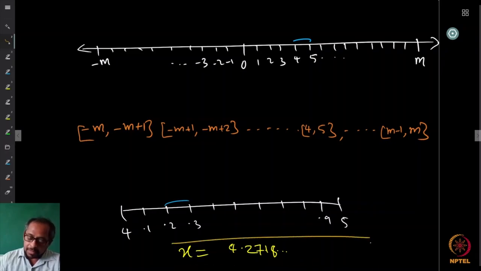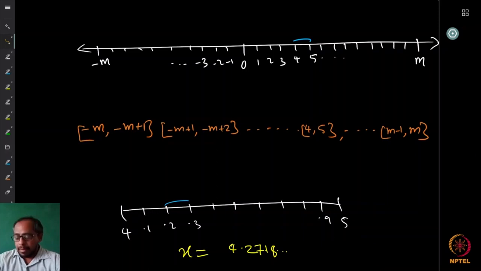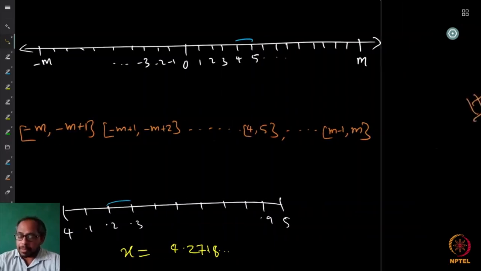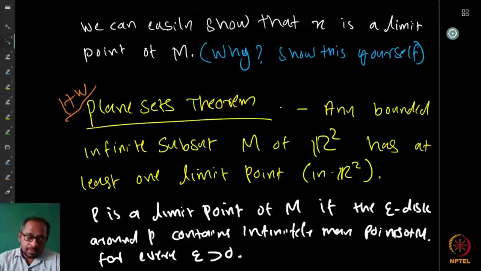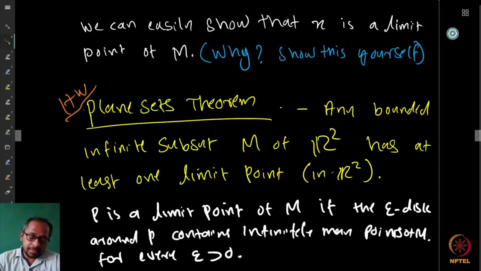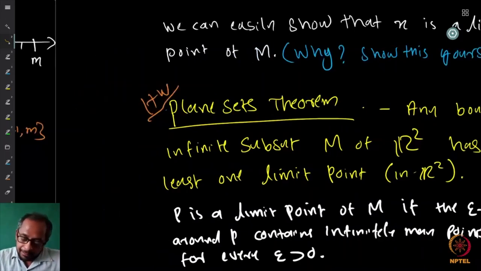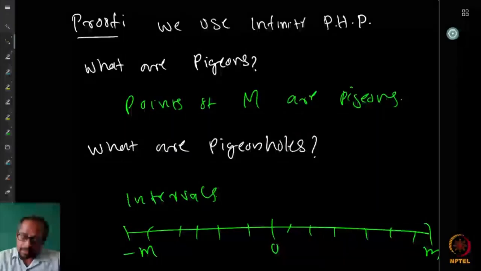So this defines a real number, right? Maybe it doesn't stop, but still it defines a real number by its decimal expansion, and the number is a limit point. So we can easily show that x is a limit point of M. I want you to think about why and show it yourself. Why precisely can you say that the x that we have now defined is a limit point of M? Okay. So this is the Bolzano-Weierstrass theorem.